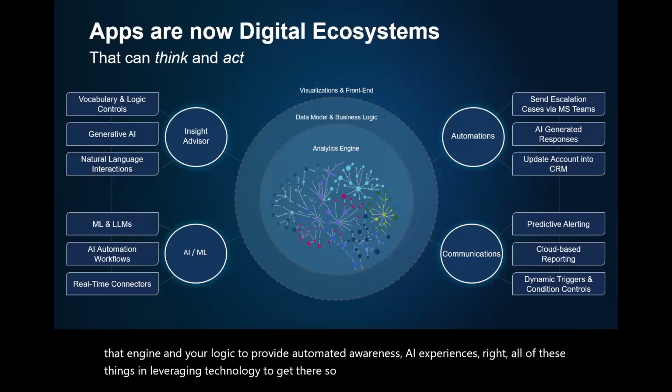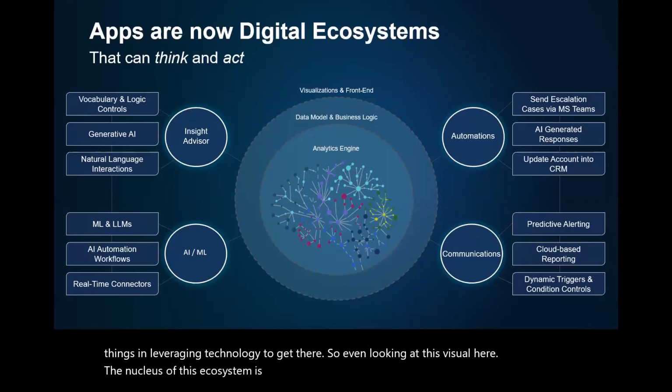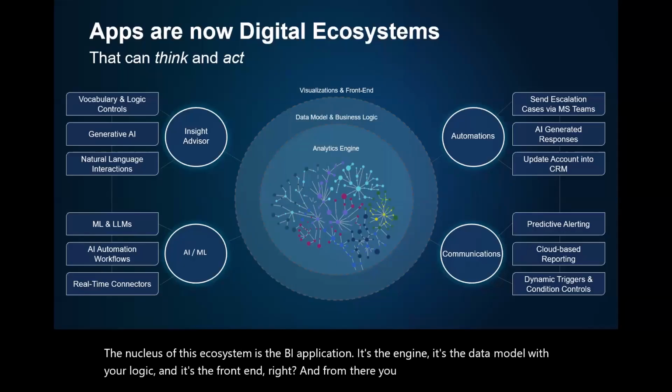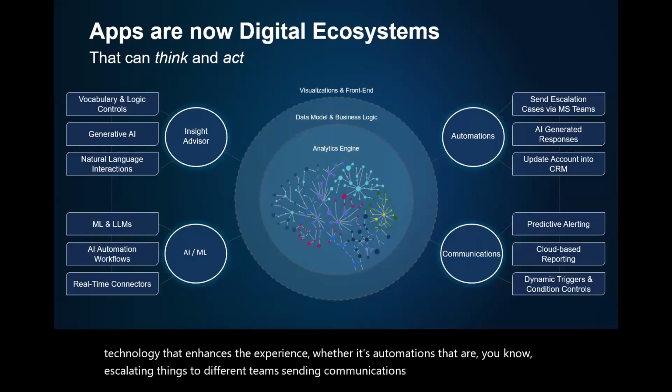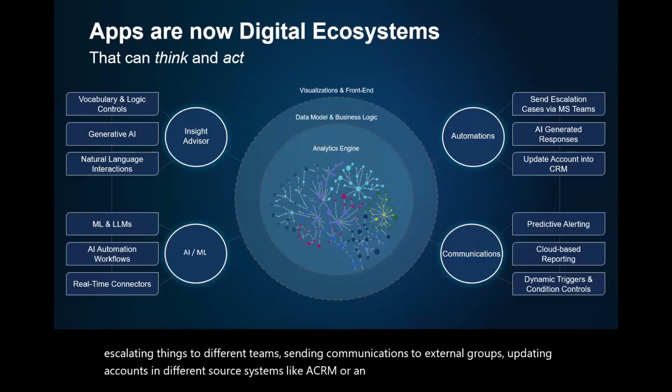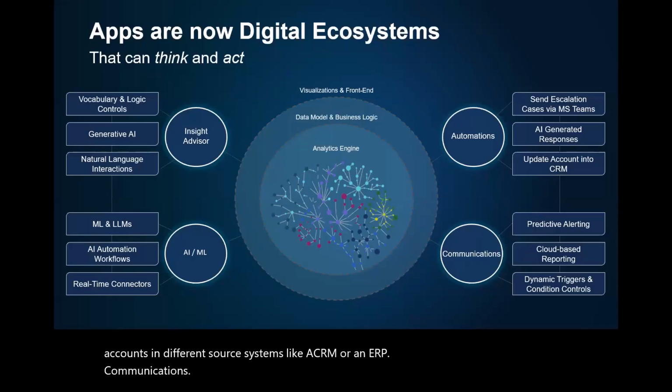So even looking at this visual here, the nucleus of this ecosystem is the BI application. It's the engine, it's the data model with your logic, and it's the front end, right? And from there, you can provide supplemental technology that enhances the experience, whether it's automations that are escalating things to different teams, sending communications to external groups, updating accounts in different source systems like a CRM or an ERP, communications, bringing in AI in multiple different facets, whether it's large language models, predictive.